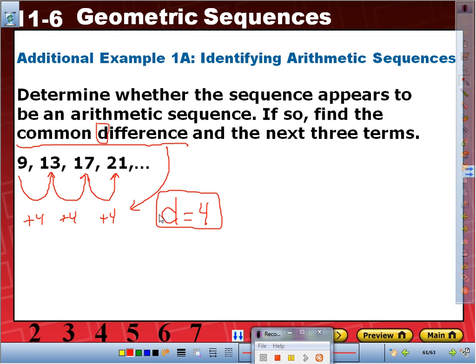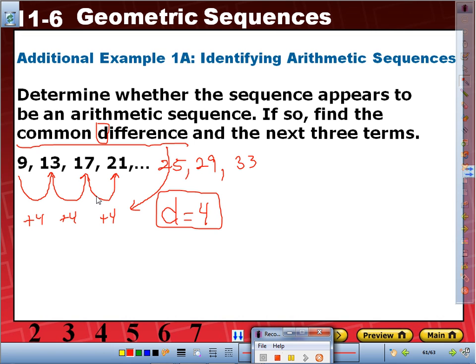So therefore, now that we have found this, it says, if so, find the common difference. There it is. And the next 3 terms. So with the same pattern, let's see. Volunteers, what would be our next number? Yes. 25. And the next one? Haley? 29. Very good. And Paul? 33. Hands if you saw that. Okay? Copy that, please, and then we'll move on to the next one.